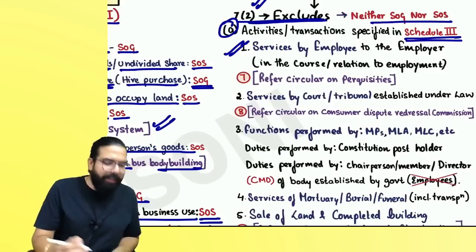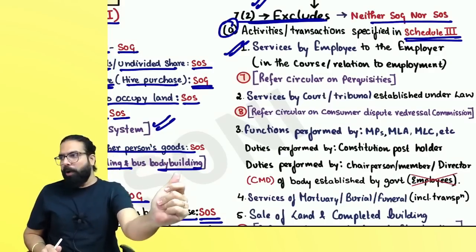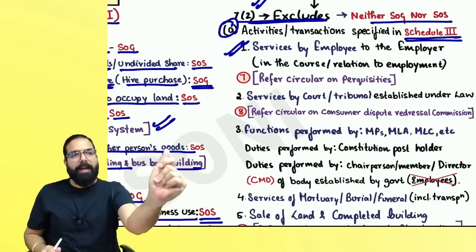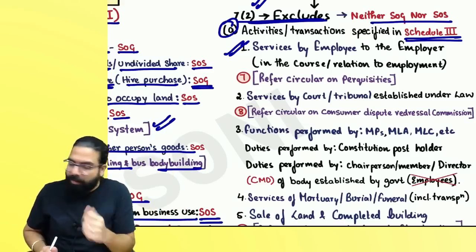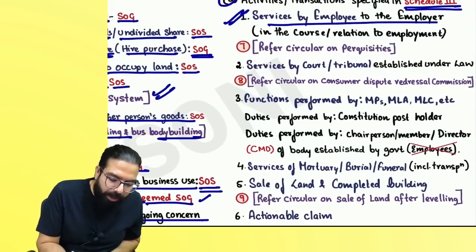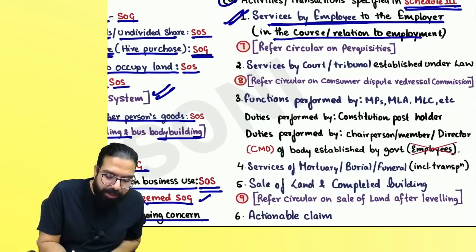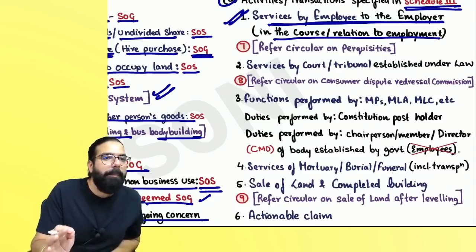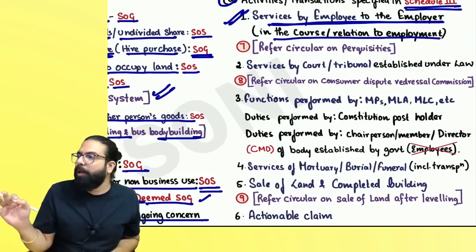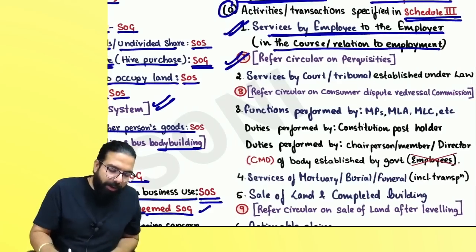The first activity is where an employee is doing an activity for the employer, and the employer gives salary, perquisites, etc. That will always be neither a supply of goods nor a supply of service. Remember, employee to employer services in the course of or in relation to employment are always neither a supply of goods nor a supply of service. For perquisites, one circular had come.